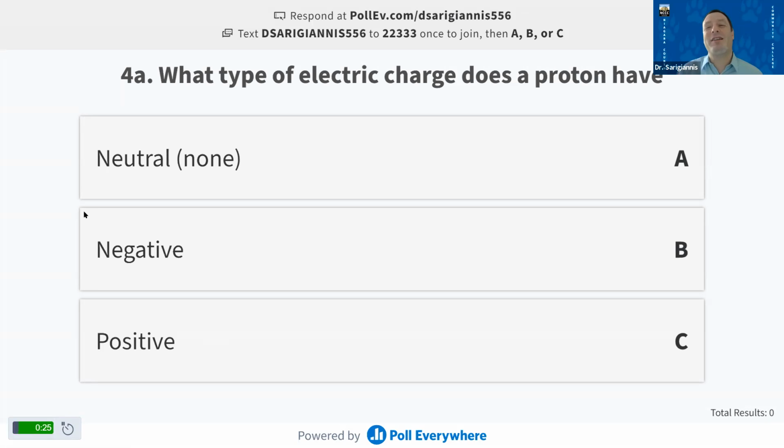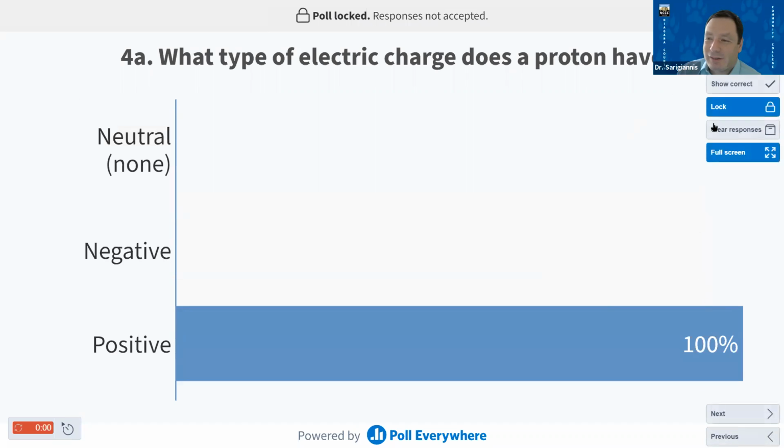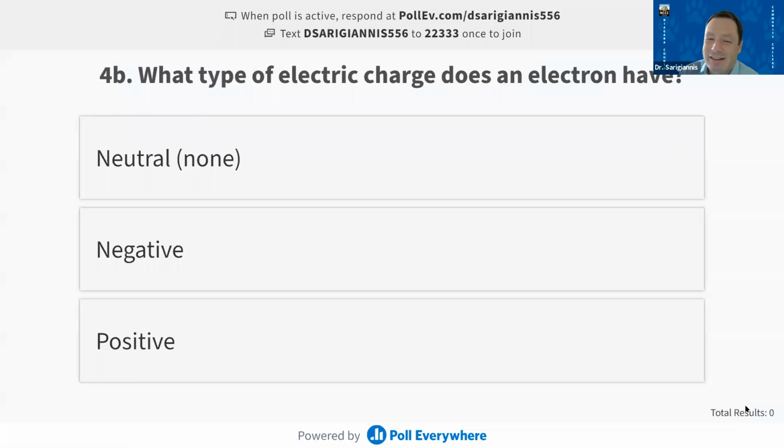What type of electric charge does a proton have? So neutral, negative, or positive. So this is the actual proton itself. Oh, time's up. Sorry. Yes, positive. 8 people. All right, let's go to the next one. I want to see 10 responses.